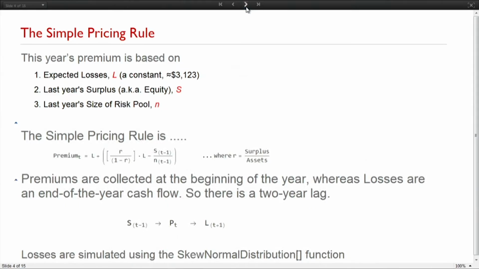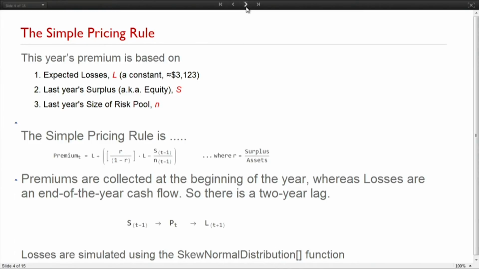So what happens with the simulation? I forgot, I need to go talk about the pricing rule. This is why I call it an algorithmic process. It's probably about the simplest version of an algorithmic process you might have seen. They charge a premium based on three things: expected losses, last year's surplus, which is the insurance word for equity, and last year's size of risk pool, which is the number of customers.